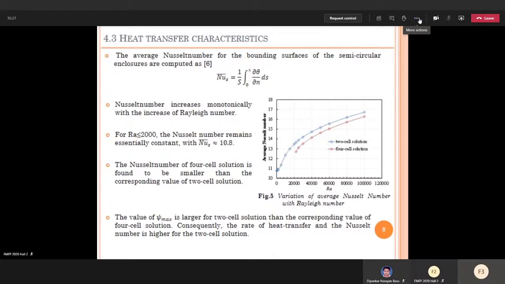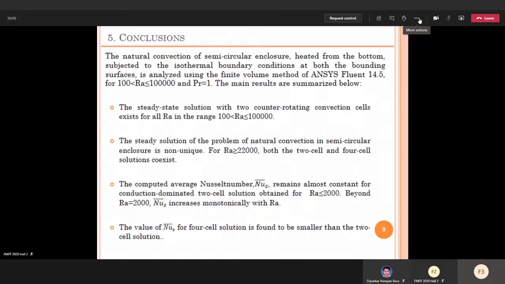And further, it is noted that the Nusselt number for the 4-cell solution is always less than the Nusselt number for the 2-cell solution. This fact is further corroborated from the contours of the Psi max. We have seen that for the 2-cell solution the Psi max value is always higher than the 4-cell solution, which means that the intensity of convective motion is always greater for the 2-cell solution. Consequently, the rate of heat transfer and the Nusselt number is higher for the 2-cell solution. We come to the conclusion of this study.